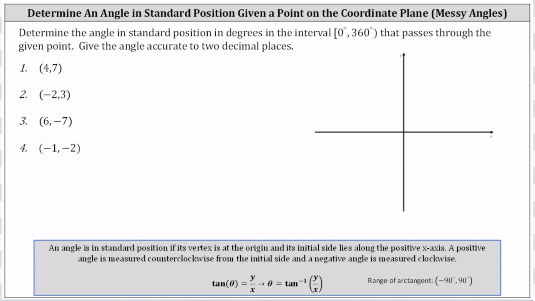Determine the angle in standard position in degrees in the interval from 0 to 360 degrees, closed on 0 and open on 360 degrees, that passes through the given point. Give the angle accurate to 2 decimal places. The first point is (4, 7).